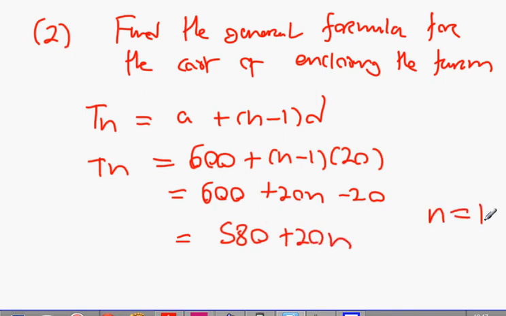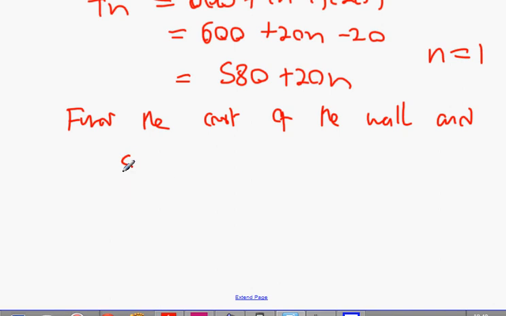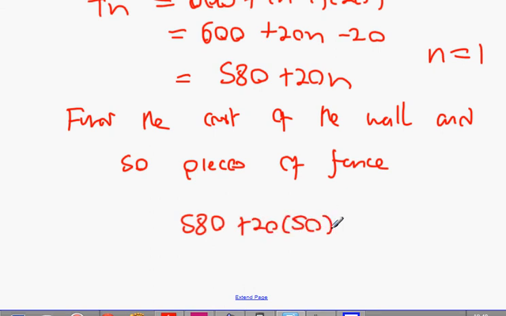Now look what happens. When n equals 1, what's the answer? When n is 1, 600. When n equals 2, 620. So by using this formula, they can then ask you to find the costs. They can say find the cost of the wall and let's say 50 pieces of fence. And how would you find that? 50 for n, so it's going to be 580 plus 20 times 50, and what does that get us?